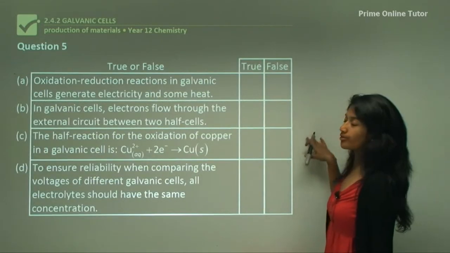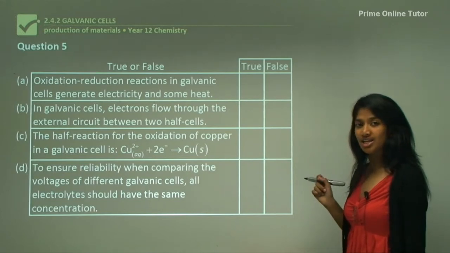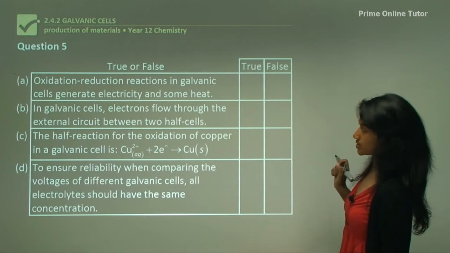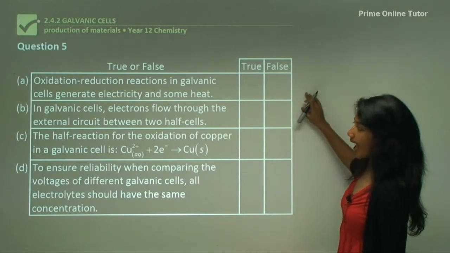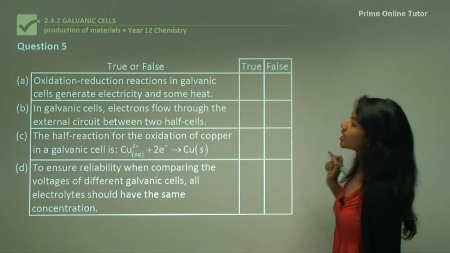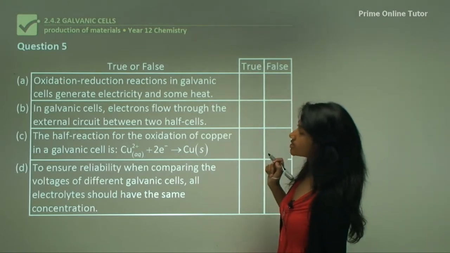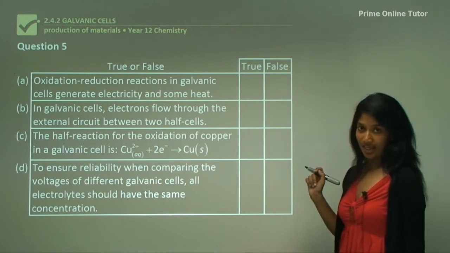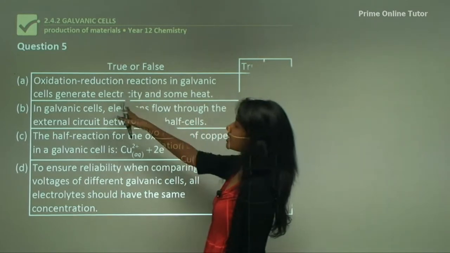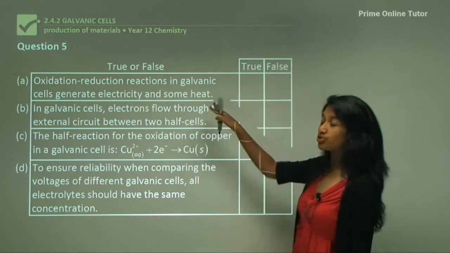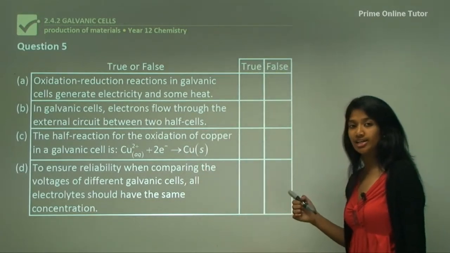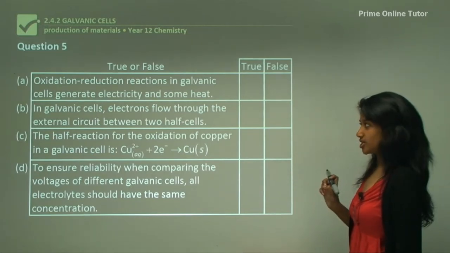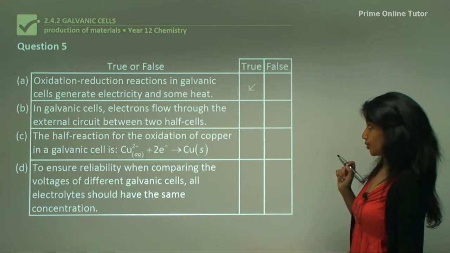Question 5 is true and false, and this might come in the HSC, and most certainly in your examinations at school you would find these kinds of questions. There are 4 parts: A, B, C and D. So A, oxidation reduction reactions in galvanic cells generate electricity and some heat. Yeah, we do know that they generate electricity, but during the conversion of chemical energy to electrical energy, some of the energy may also be converted to heat energy. Therefore, the statement is true.